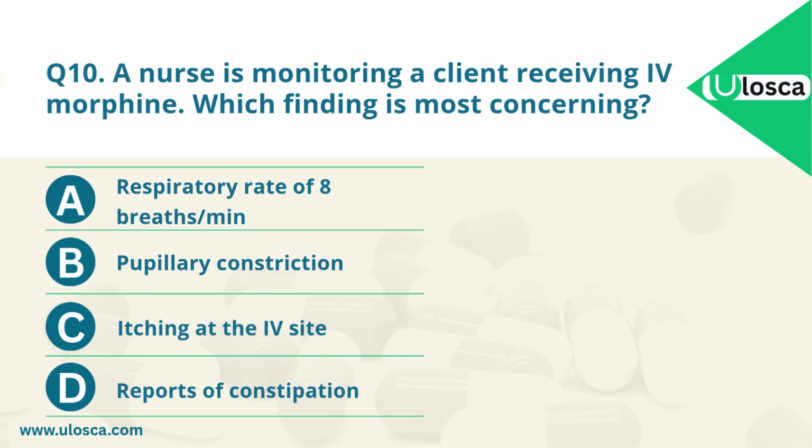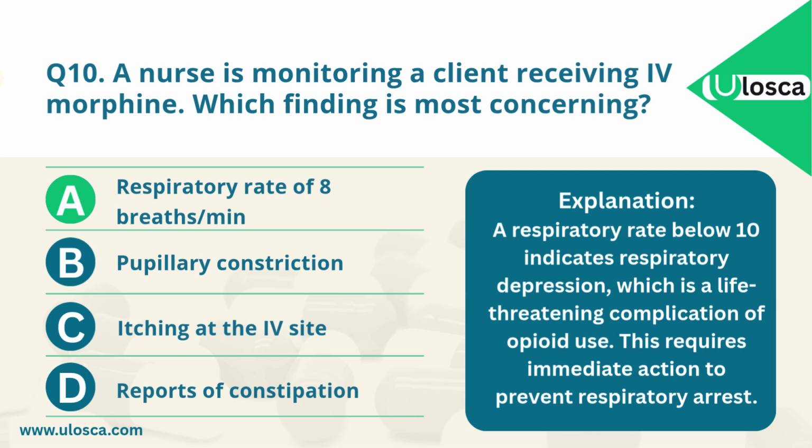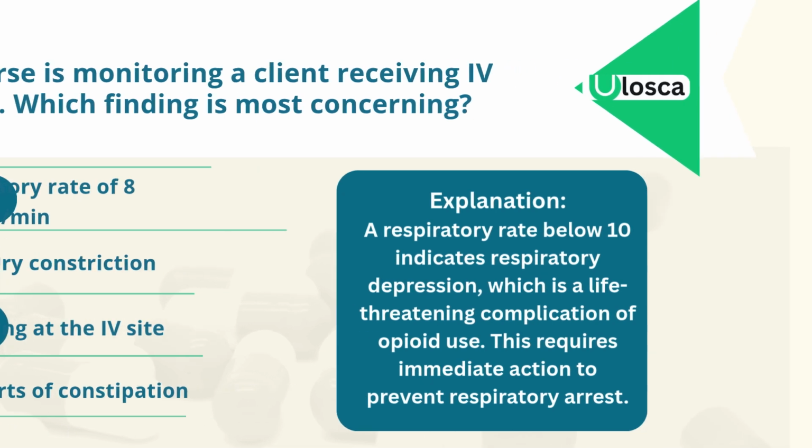The correct answer is A. Respiratory rate of 8 breaths per minute. Explanation. A respiratory rate below 10 indicates respiratory depression, which is a life-threatening complication of opioid use. This requires immediate action to prevent respiratory arrest.